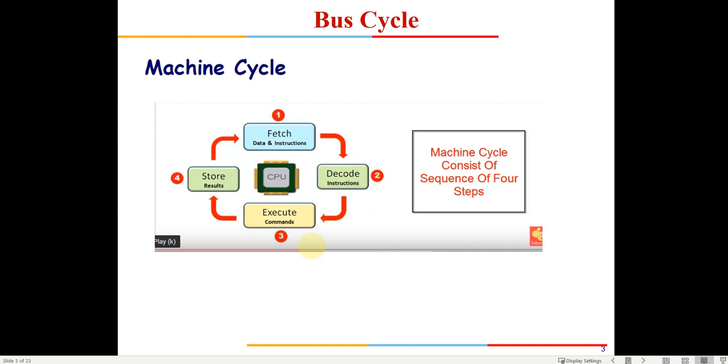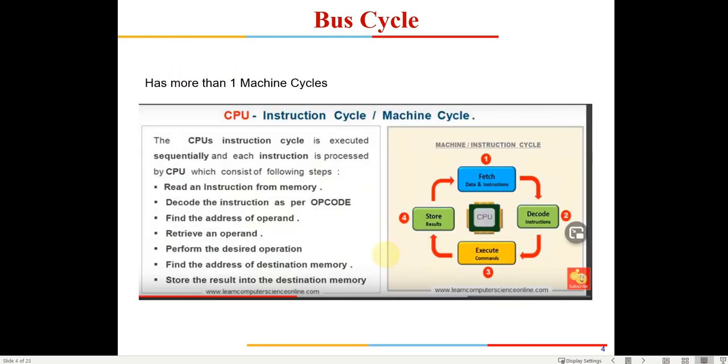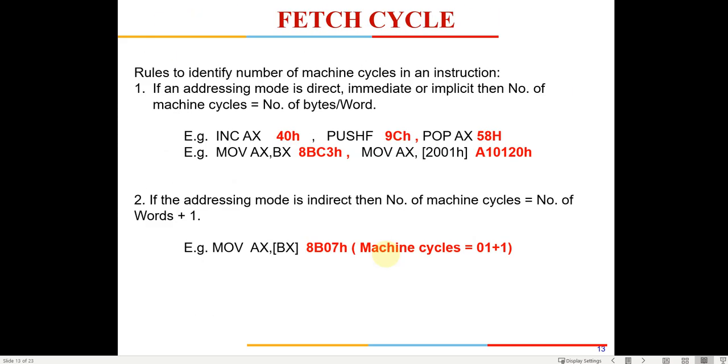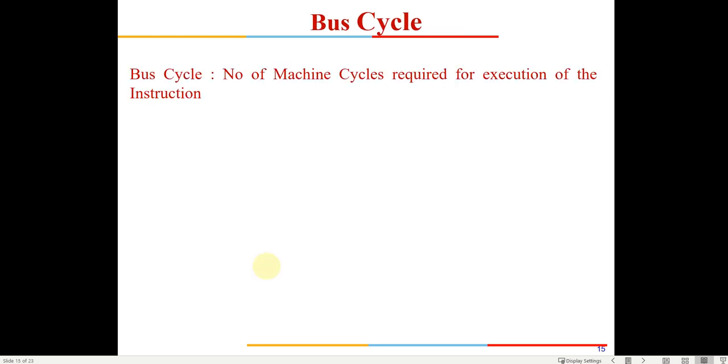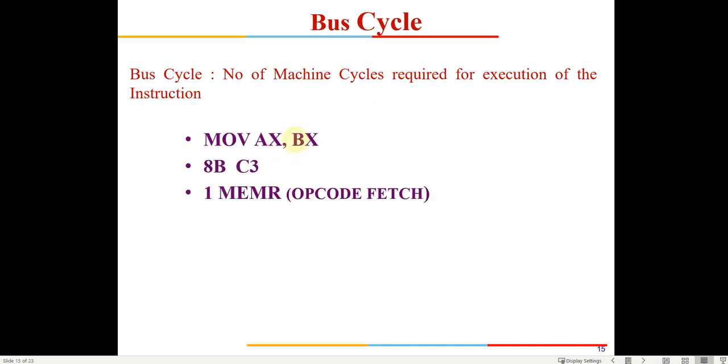Fetch, decode, execute, and store, right? So this table is only the clock cycles required for execution of these commands. So don't confuse it with the machine cycle out here, right? Like for MOV AX, BX, let me cover it once more.